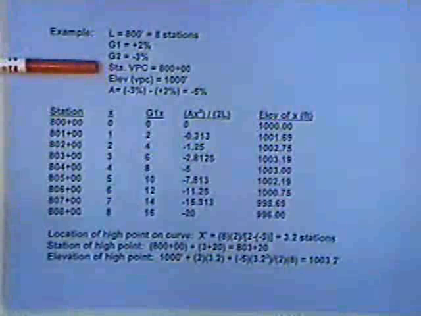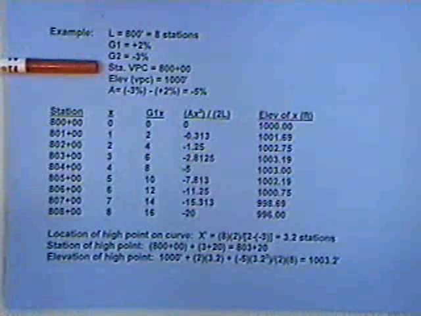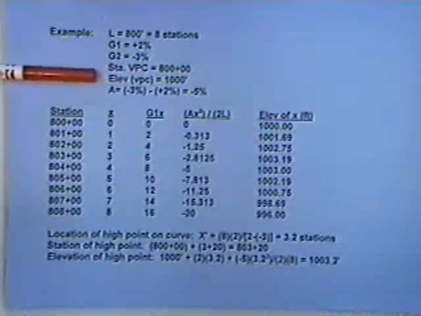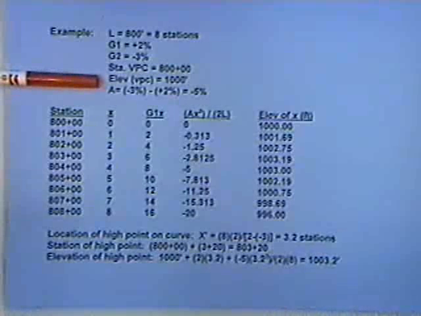Our departure grade is a minus 3%. And what would be A in this particular problem? It's showing as minus 5%. It really should just be a 5% there. The station for the vertical point of curvature is 800 plus 00. And it's just coincidence that that station is 800 and the length of the curve is 800. That's the only reason that those two numbers are the same. The elevation of the vertical point of curvature is 1,000 feet.